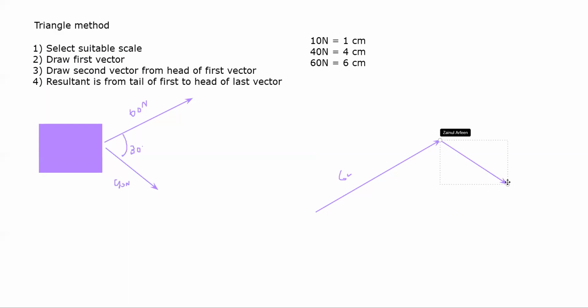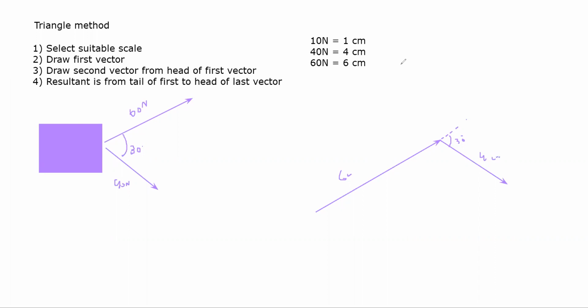The angle between them is 30, not this angle. This angle will not be 30 because if I extend, this angle will be 30, as you can see. So I drew 40 Newton now, which is 4 centimeter.